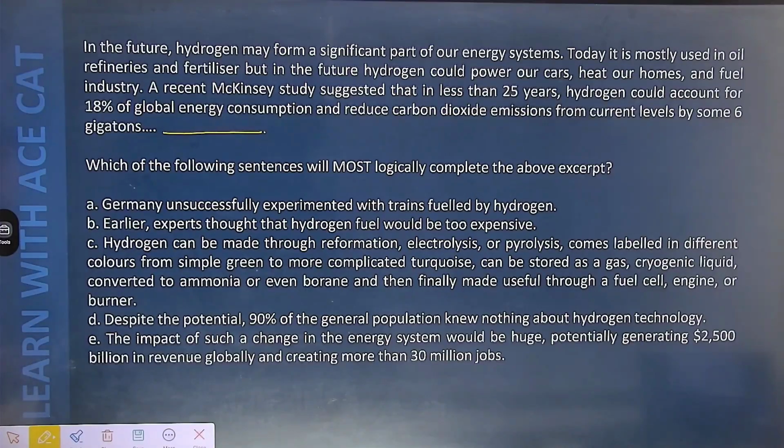Shall we discuss now? Okay. In the future, hydrogen may form a significant part of our energy systems. Today, it is mostly used in oil refineries and fertilizer. But in the future, hydrogen could power our cars, heat our homes, and fuel industry. A recent McKinsey study suggested that in less than 25 years, hydrogen could account for 18% of global energy consumption and reduce carbon dioxide emissions from current levels by some 6 gigatons.